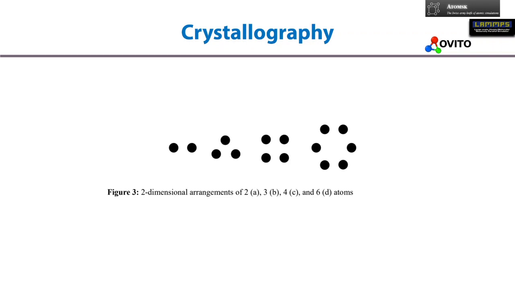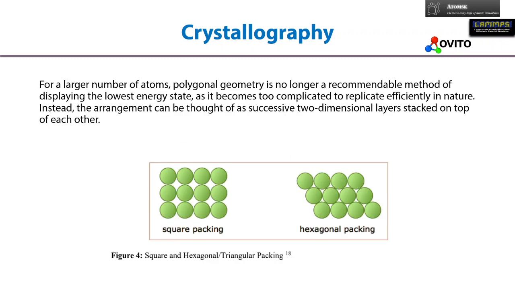However, in nature, matter is created of millions of atoms. So do they always maintain such particular distances in the case of every two atoms? This is not actually practical. So what is seen is that for a larger number of atoms, polygonal geometry is no longer a recommendable method for displaying the lowest energy state, because it becomes too complicated to replicate efficiently in nature.